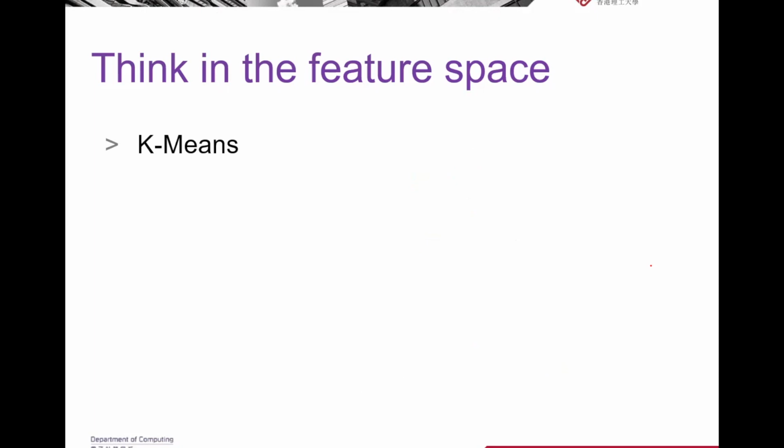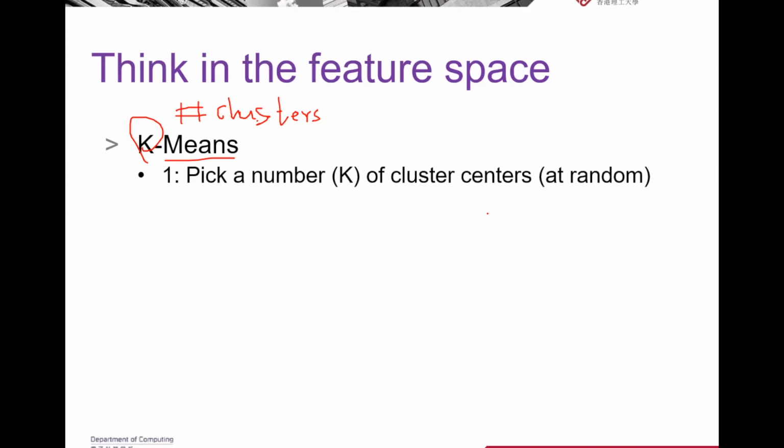One of the most popular methods is called k-means. K-means, as the name indicates, is an algorithm trying to group the samples in the feature space into k clusters or k groups. So the k means the number of clusters. Sorry, it's not easy to write using the mouse here. So what is means? We're going to introduce it. There are several steps.